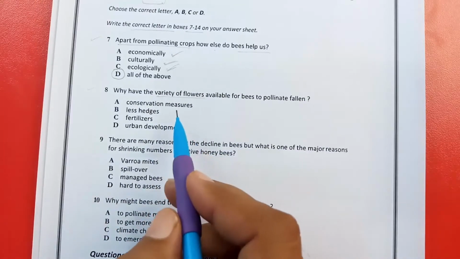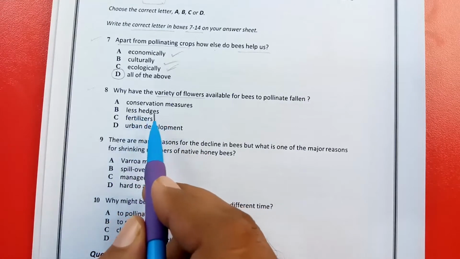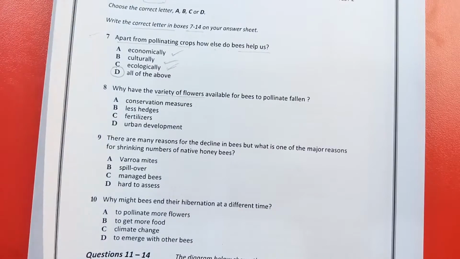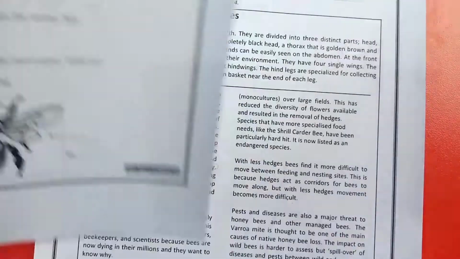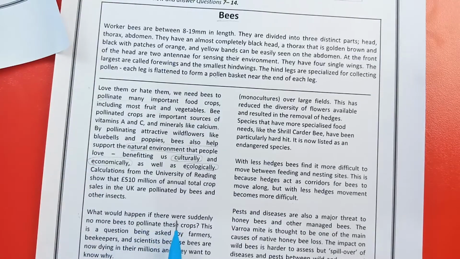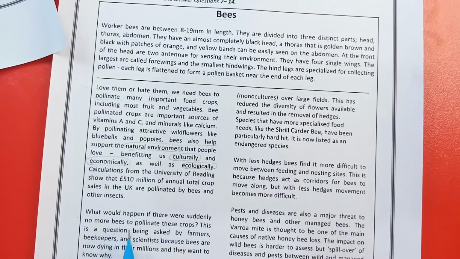It can be conservation measures, fewer hedges, and fertilizers, urban development. Variety of flowers we have to look for. What would happen if there were suddenly no more bees to pollinate these crops? This is a question being asked by farmers, beekeepers, and scientists, because bees are now dying in their millions, and they want to know.